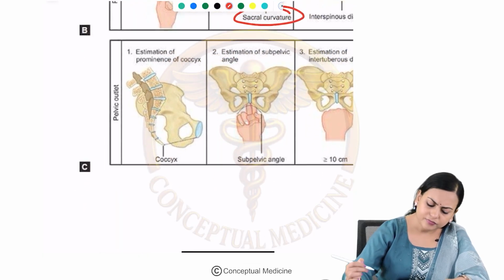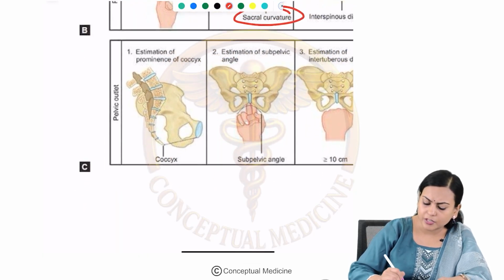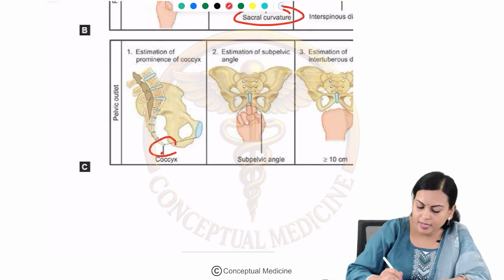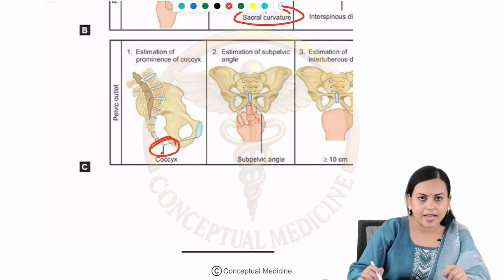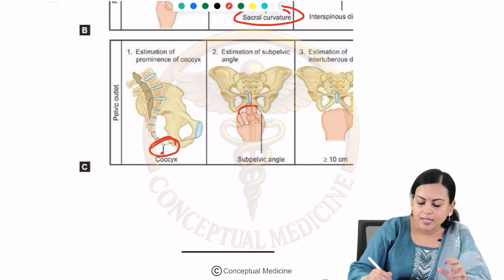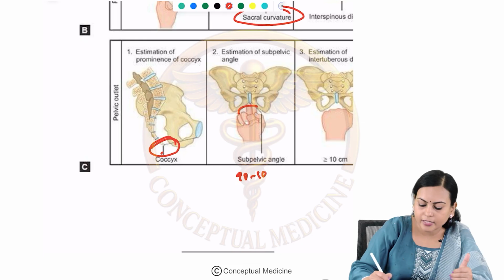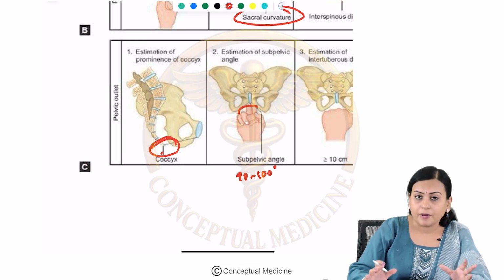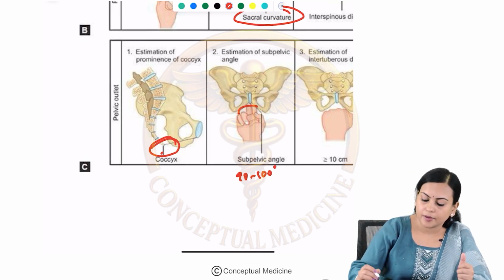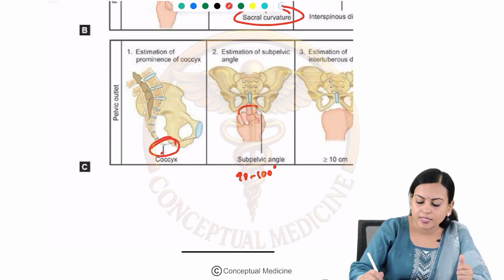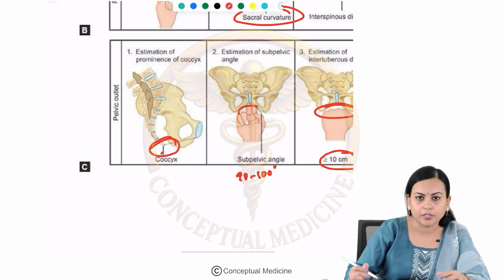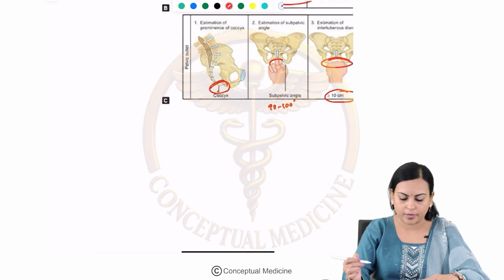As well as for pelvic outlet, we will be checking if there is any prominence of coccyx. Then estimation of the subpelvic angle should be done. This is very important because the subpelvic angle in the female pelvis is wider and it is around 90 to 100 degrees. Estimation of subpelvic angle is very important because during delivery there will be movement of the joints. Okay. Then estimation of intertuberous diameter with the help of knuckles, as I said, and this intertuberous diameter should be more than or equal to 10 cm normally.